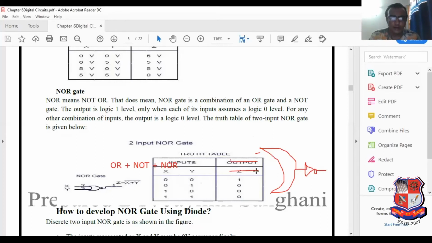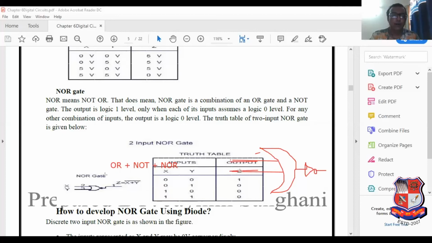For 1 0, it means here 1, here 0, so the OR output is 1. OR gate output is 1, but NOT gate output is 0. That's why 0. And for 1 1 the output is 0. So it is the combination of NOR gate. It is the equation of NOR gate.